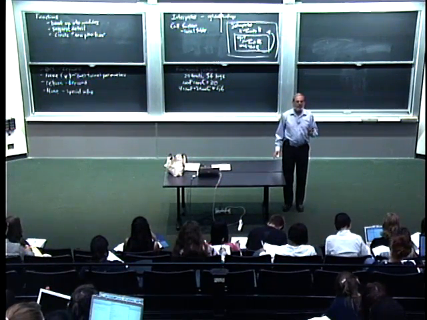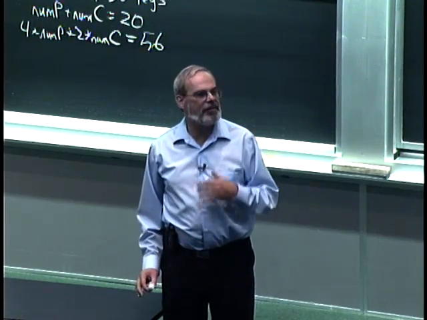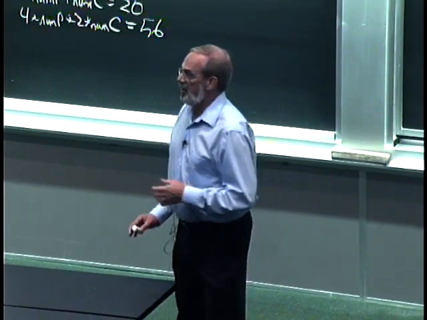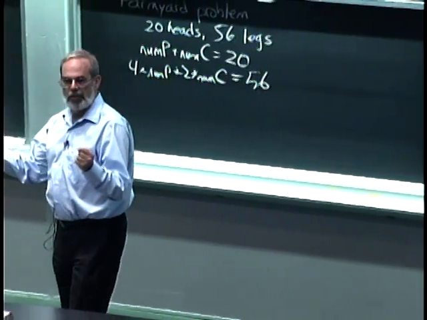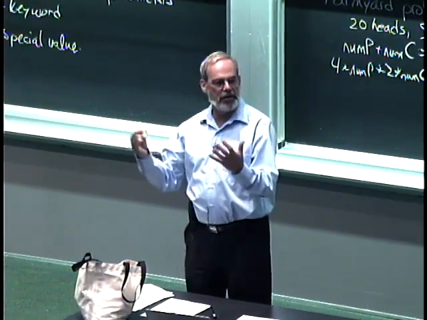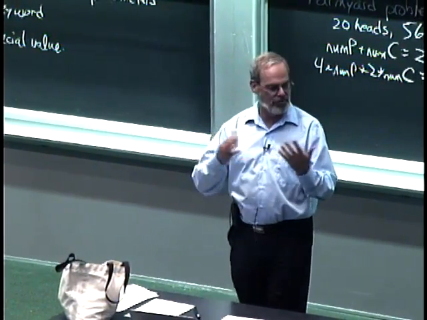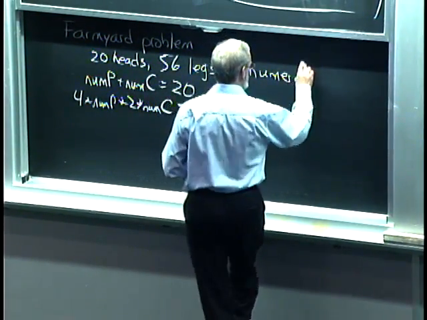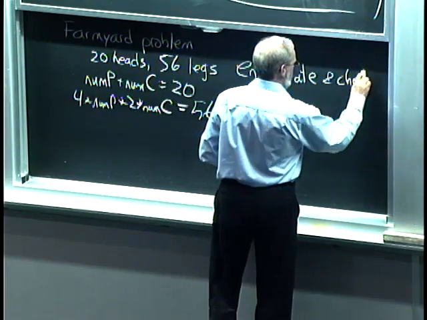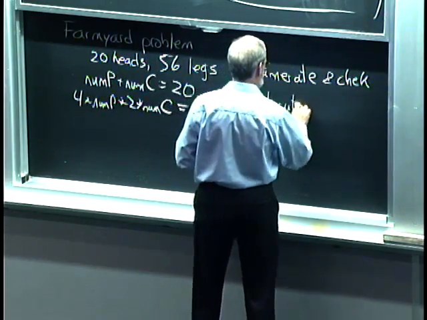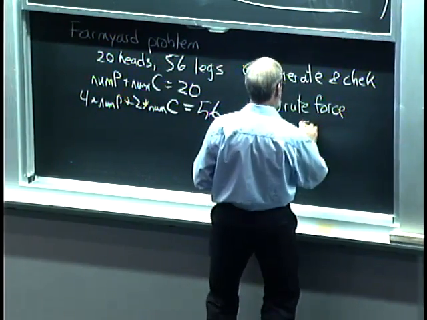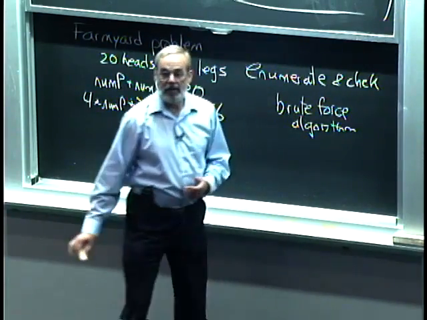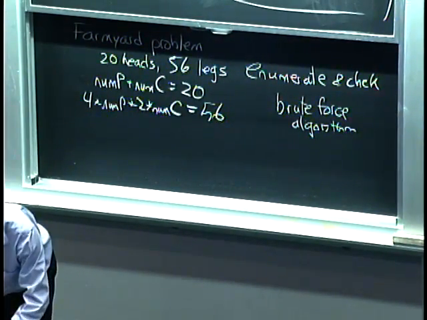So another way of solving it is to do something we already saw last time, which is basically, why not simply enumerate all possible examples and check them? I could have 0 chickens and 20 pigs. Does that work? I got 1 chicken and 19 pigs. Does that work? I got 2 chickens and 18 pigs. You get the idea. So I'm going to solve this by enumerate and check, which is an example of what's called a brute force algorithm. Meaning I'm just going to write a little loop that does that.